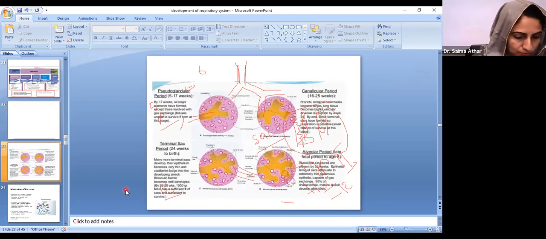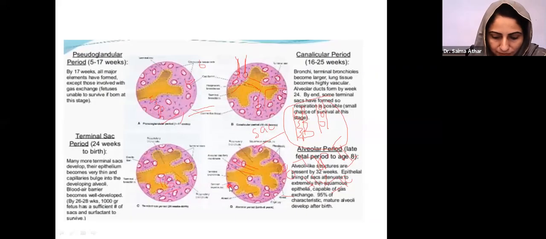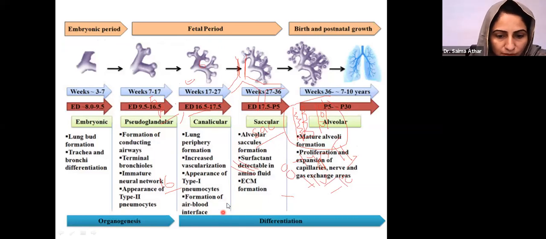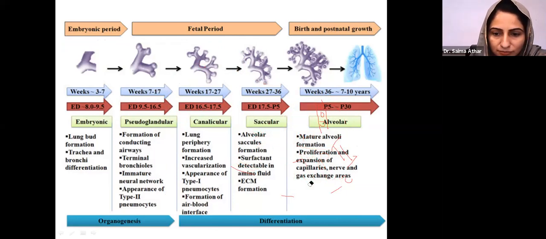Okay, so just a few diagrams I'll show you to make you understand. I hope, yes, please raise your hands for your attendance. Okay.